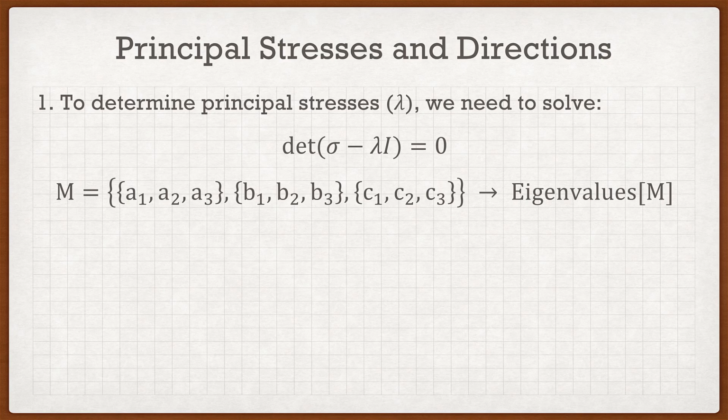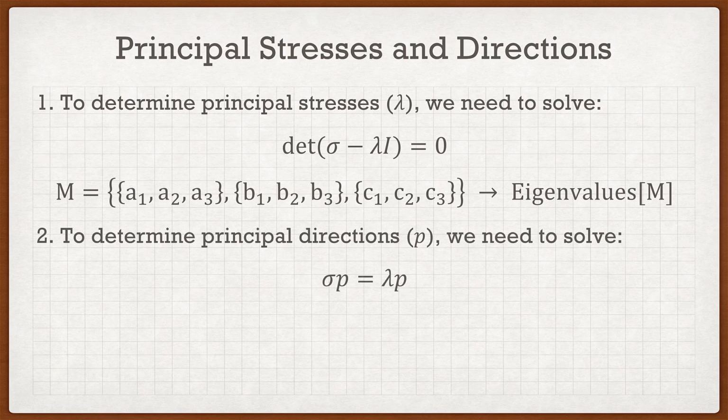Now, of course, we're also concerned about their directions. So if we want to find principal directions, which I call P, we need to solve the following equation where sigma P is equal to lambda P. The lambda in this case are going to be my principal stresses, the sigma is going to be my stress tensor, and P right there is going to be my direction. So again, we can realize that P is just simply going to be the eigenvectors.